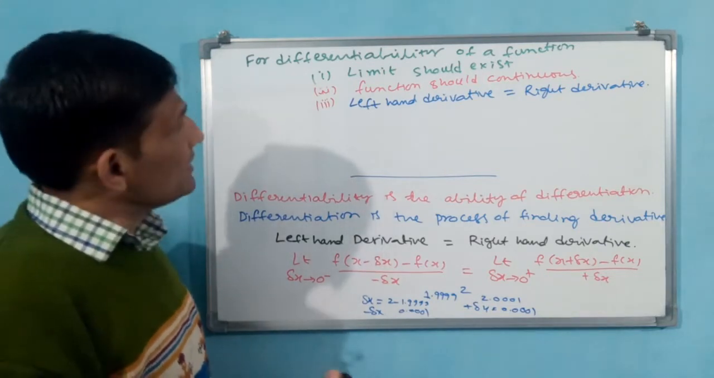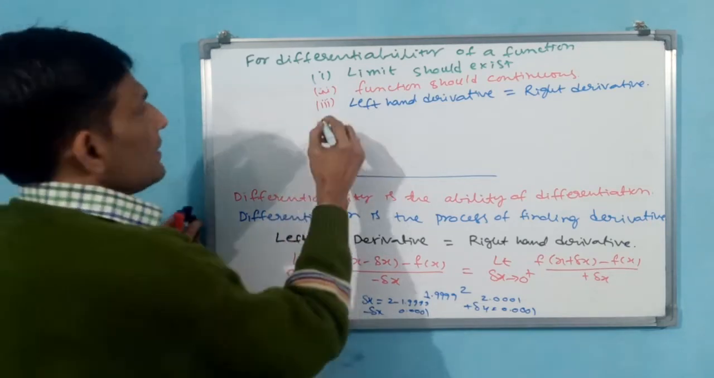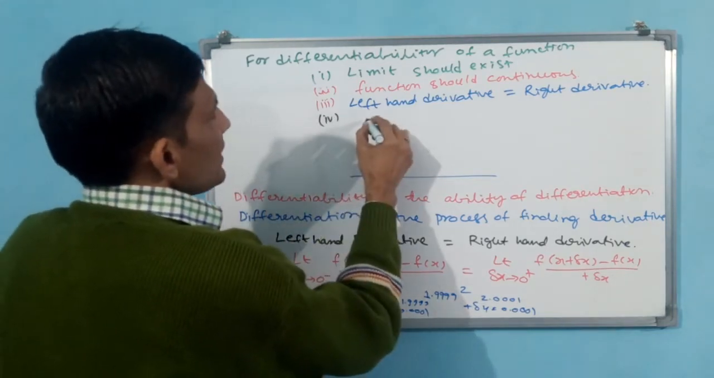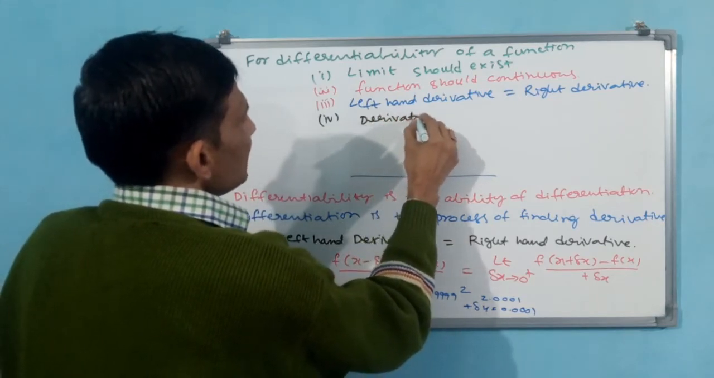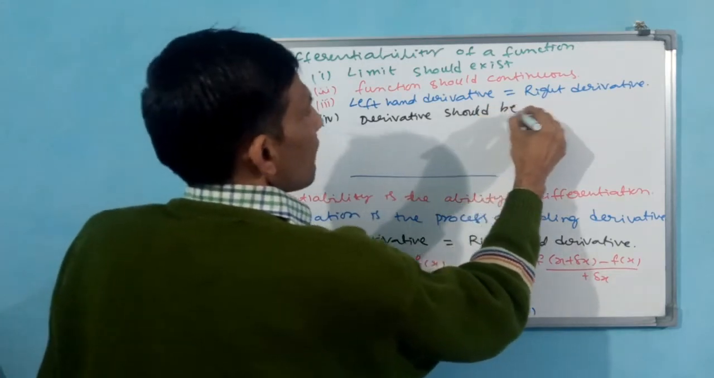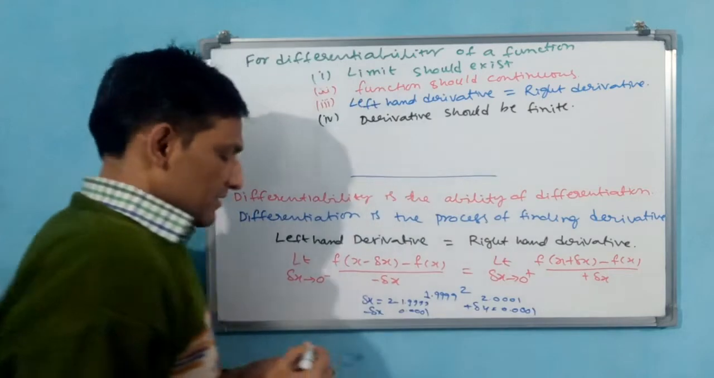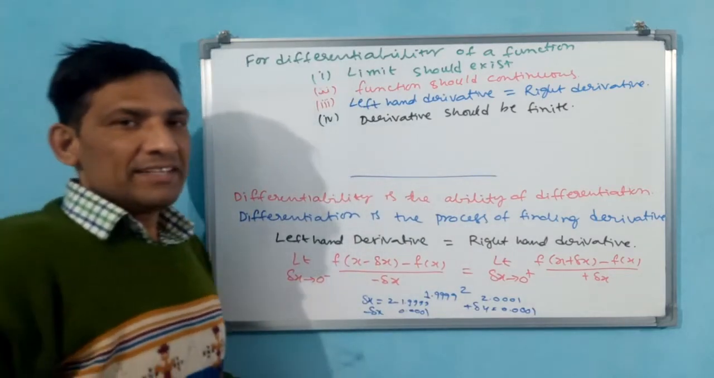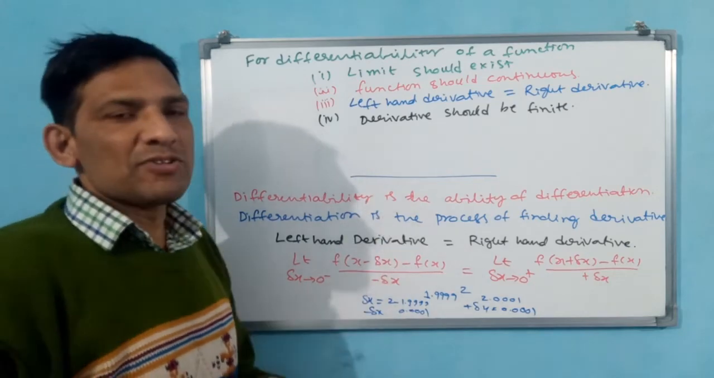And the last one, you see, which is important, required. Fourth one is a derivative. Derivative should be finite. What is finite? Not infinite. That means something divided by 0 should not come.